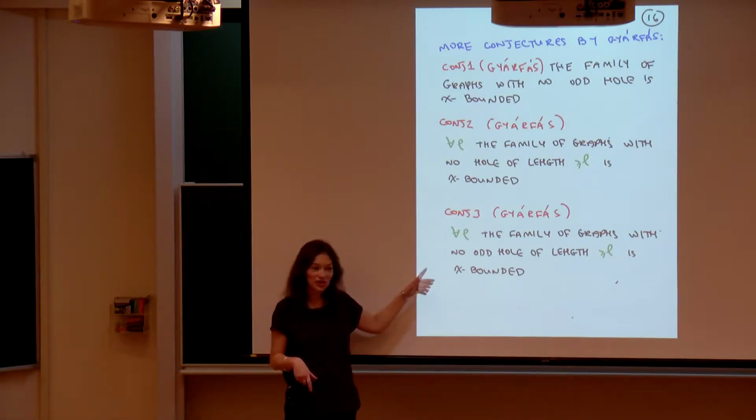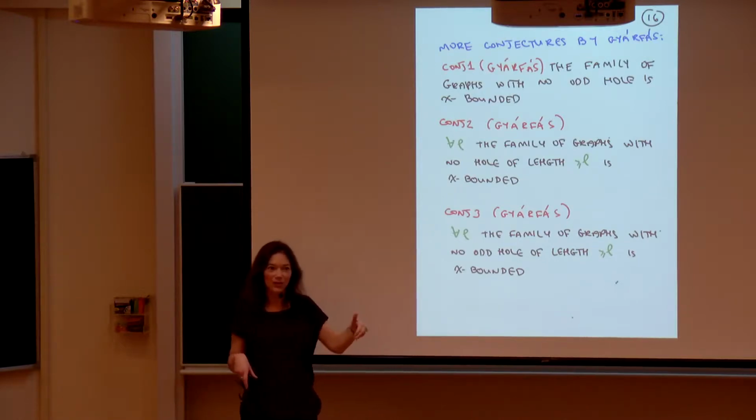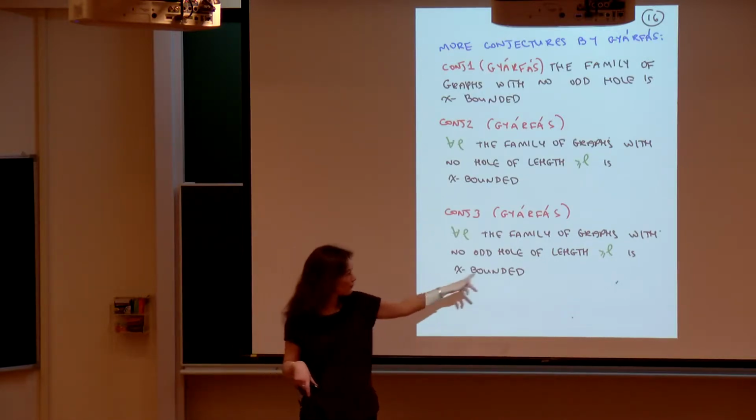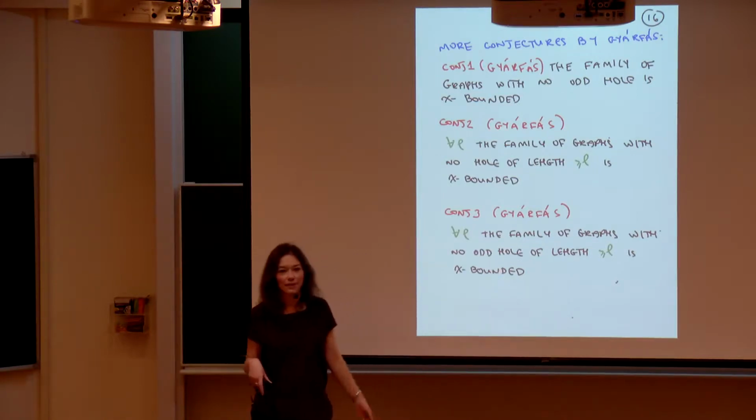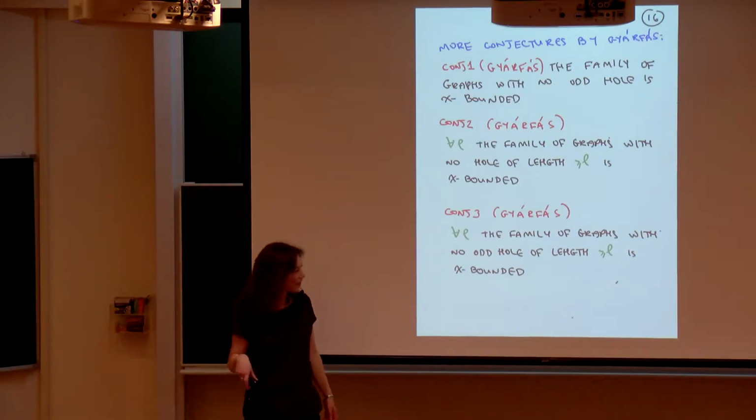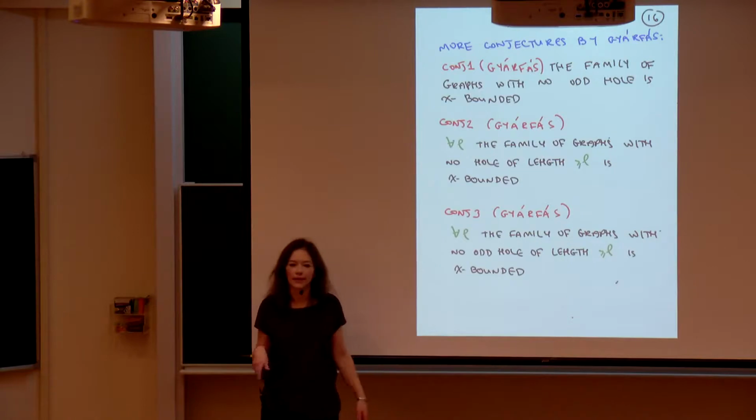And then the third conjecture is a generalization of the first 2. So here you forbid long odd holes. You allow all even holes, you allow all holes of length less than L, but you forbid odd holes of length bigger than L. And again, it's chi-bounded.